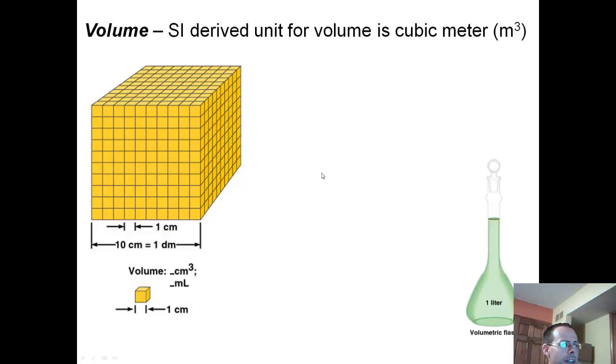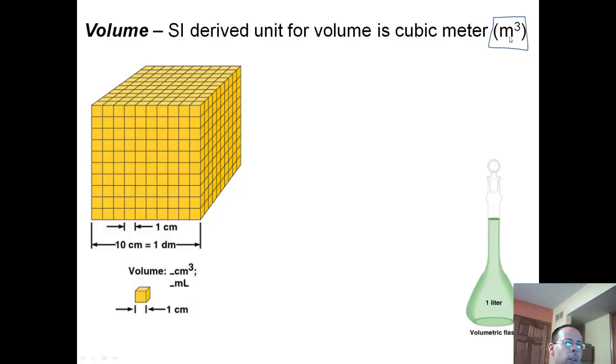Alright, volume is one of the most used SI derived units. And really a derived unit, like I said, is a combination of our base units. And a derived unit for volume, because volume is a cubic measurement, length times width times height, volume is really a cubic meter. So it's just the same base unit 3 times.